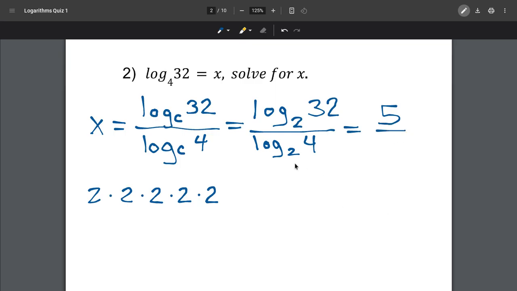over. We have to pick how many 2's we multiply together to get 4. So if we do 2 times 2, well, that's 2 2's. So we're going to put 2 on the bottom. So our solution is 5 halves, or you could write 2.5. And we're done with that one.